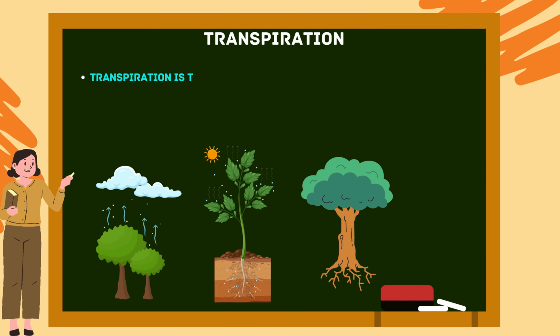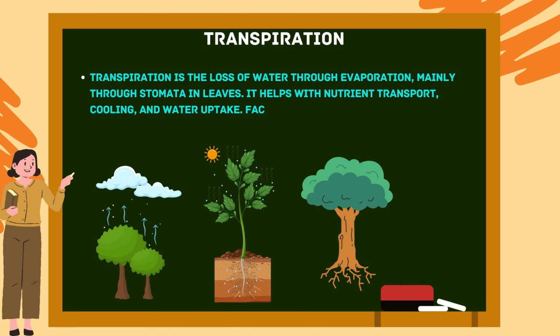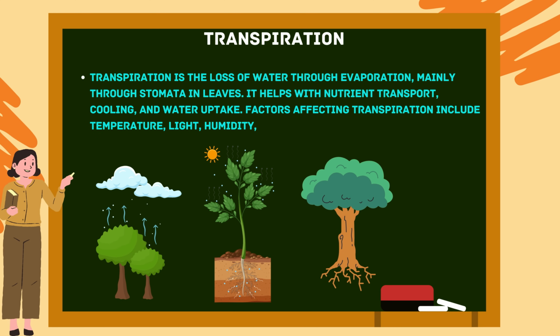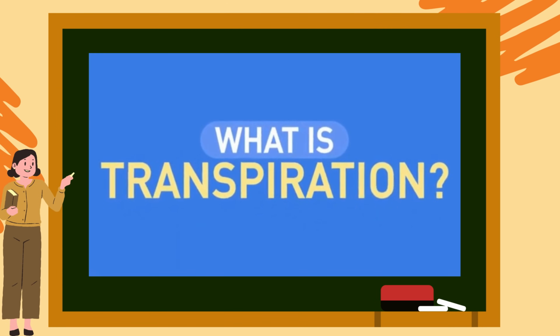Transpiration. Transpiration is the loss of water through evaporation, mainly through stomata in leaves. It helps with nutrient transport, cooling, and water uptake. Factors affecting transpiration include temperature, light, humidity, wind, stomata number, and stomatal opening. Understand transpiration in detail.